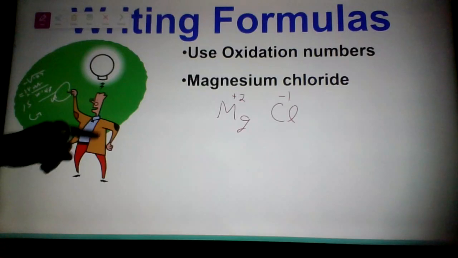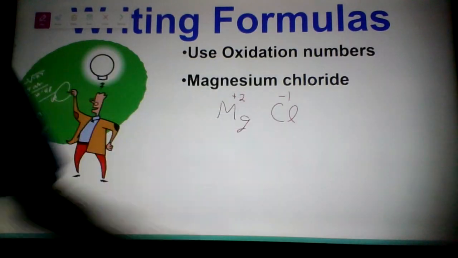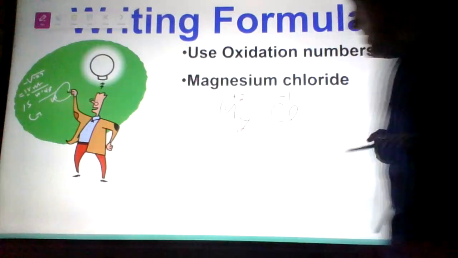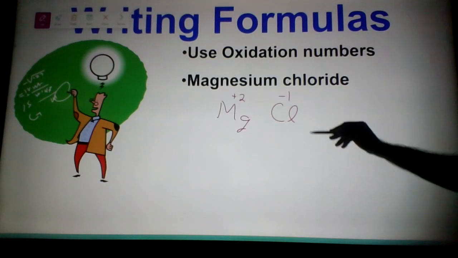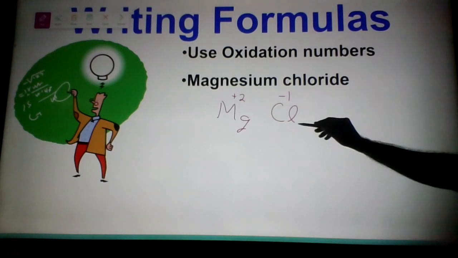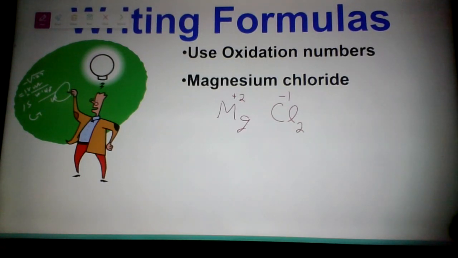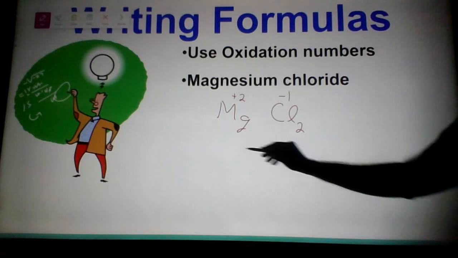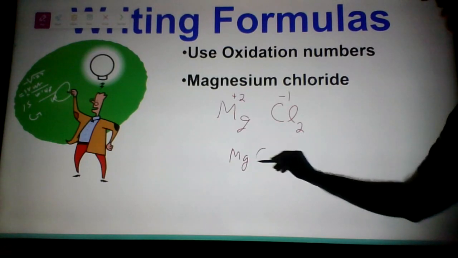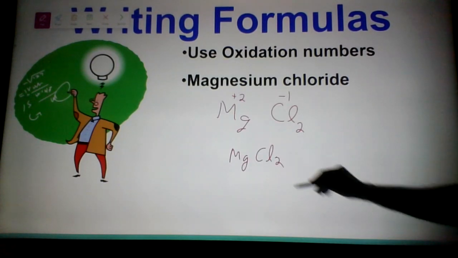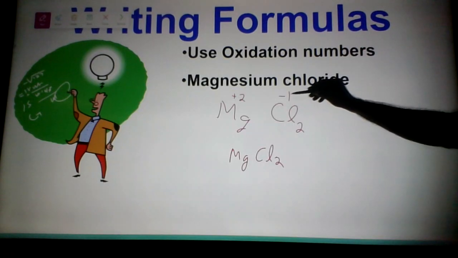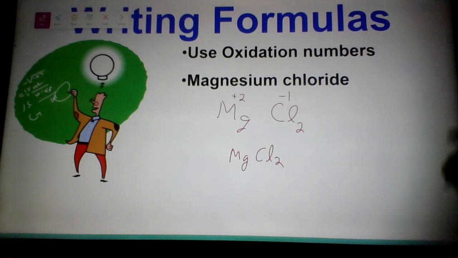But I need the chlorine right here to be -2. So, what number, -1, how many times will give me a -2? -1 twice will give me a -2. That means my final answer is going to be MgCl2, magnesium chloride, with the 2 right here, because I need that -1 written twice. And in a moment, you're going to see an even faster way to come up with this.